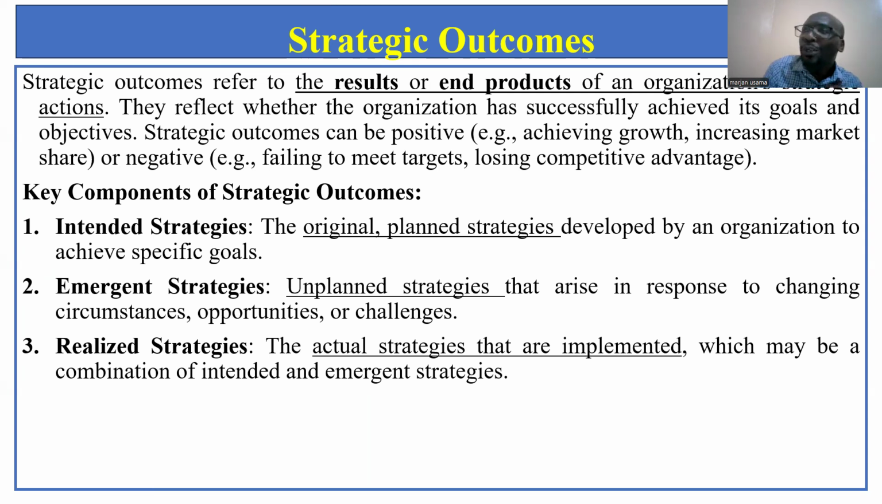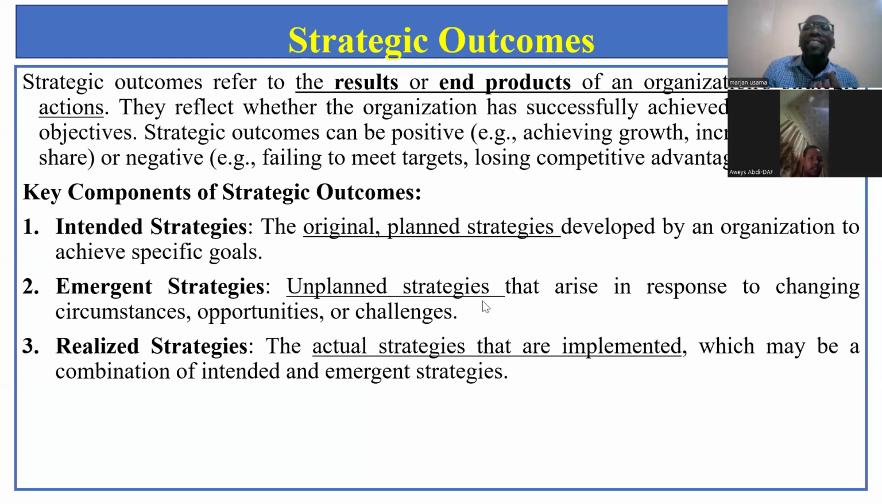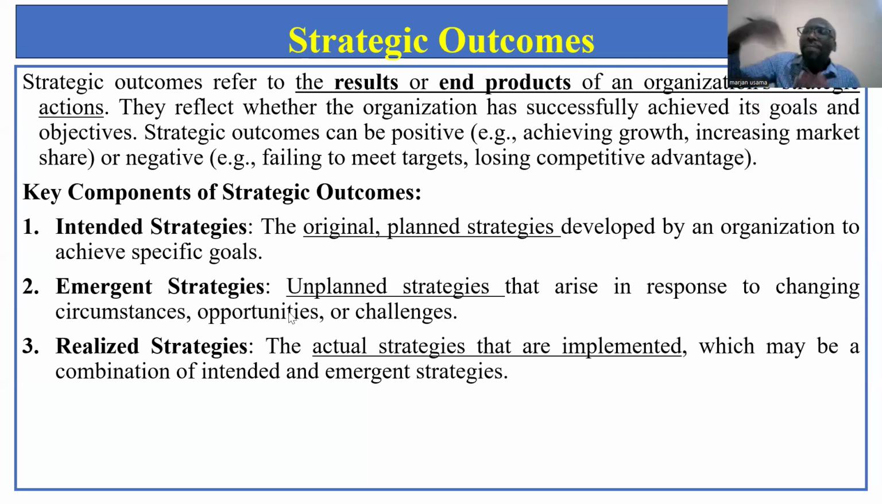Now, number two, remember I told you this, emergent strategy. These are unplanned strategies that arise in response to changing circumstances, opportunities, or challenges. So as time is going, when Alpha is doing the registration, they realize that 500 students have now been admitted. Their plan was 200, right? But unplanned, there are some things we did not plan for.